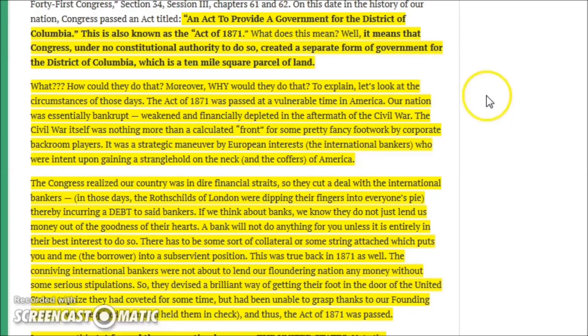But basically, it's not beholden to any other city state, just like the City of London and just like the Vatican. Those the trilateral city states that rule all. Why would they do that? Let's look at the circumstances.